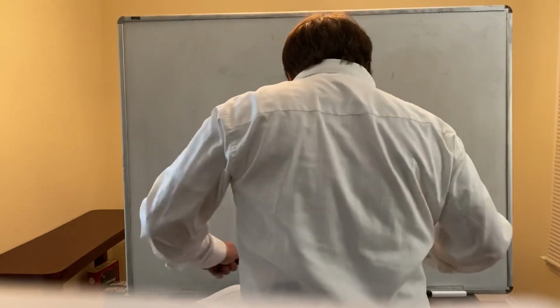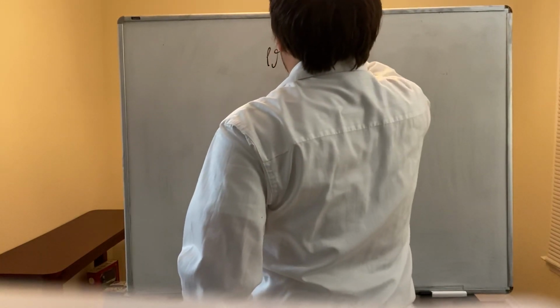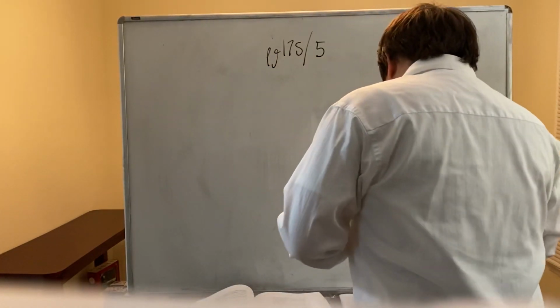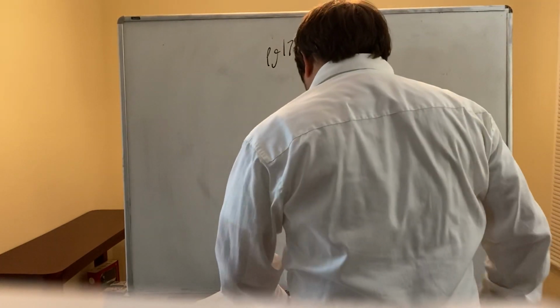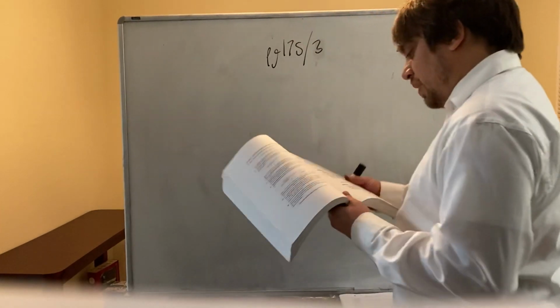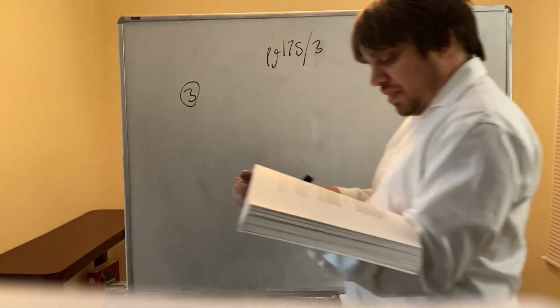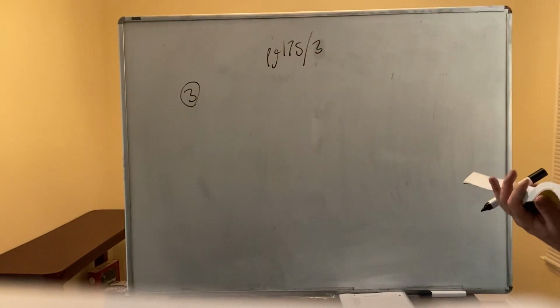Okay, so that's 172. Next is page 175, number 3. For number 3, it says find the cumulative distribution function of the continuous uniform random variable.